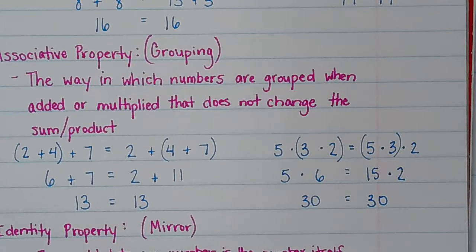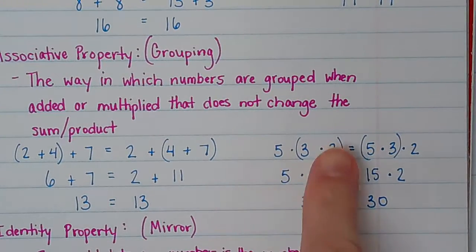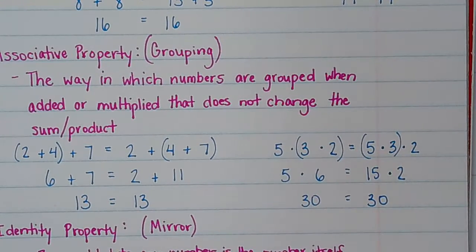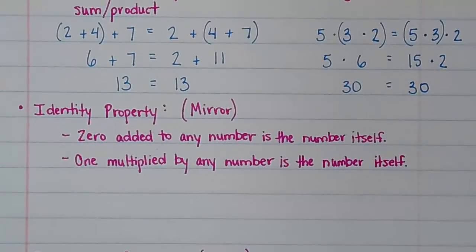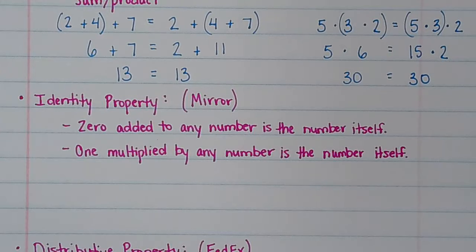Okay? So remember, commutative property, you change the order of the numbers, it's not going to change the answer. Associative property, you change which numbers are grouped together, it's not going to change the answer. Okay? Then we go down to identity property. The hint for this one is the mirror.